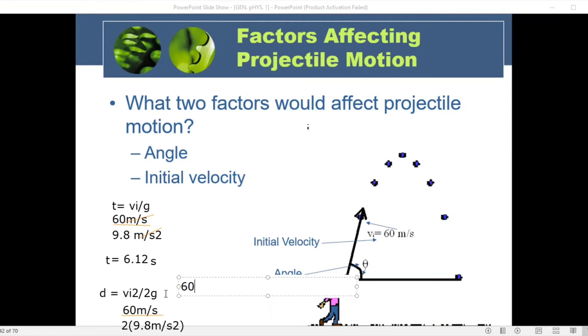Ah, wait lang. Ito pala may squared pa. Meron pang exponent, kasi VI squared. So, your VI squared is like that. So, here, 60 times 60, or VI squared.